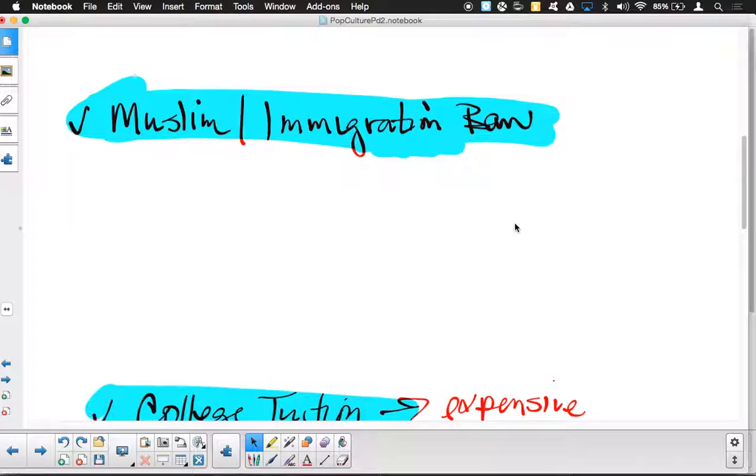I agree. It's going to be pretty tough to go: the current Muslim immigration ban is good versus the current Muslim immigration ban is bad. You could do something along the lines of: the current Muslim immigration ban was hastily put together. You could go yes, no.